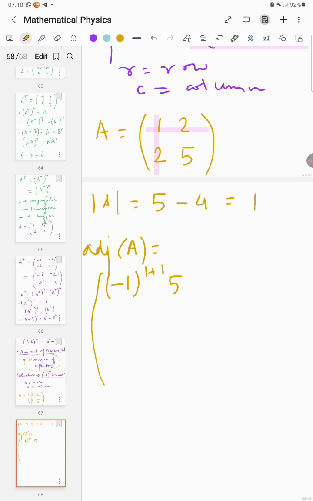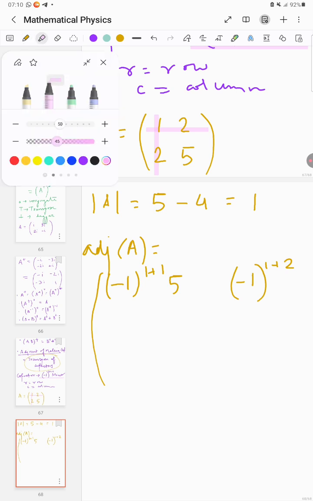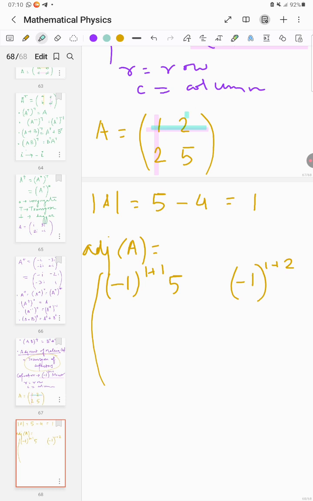so for the next element it would be minus 1 to the power 1 plus 2, because although it belongs to row 1, the column changes to 2, right? It belongs to the first row and the second column. And for finding the second minor, what we do is hide the second term. So we are left with 2. So we'll write 2 here. Alright.